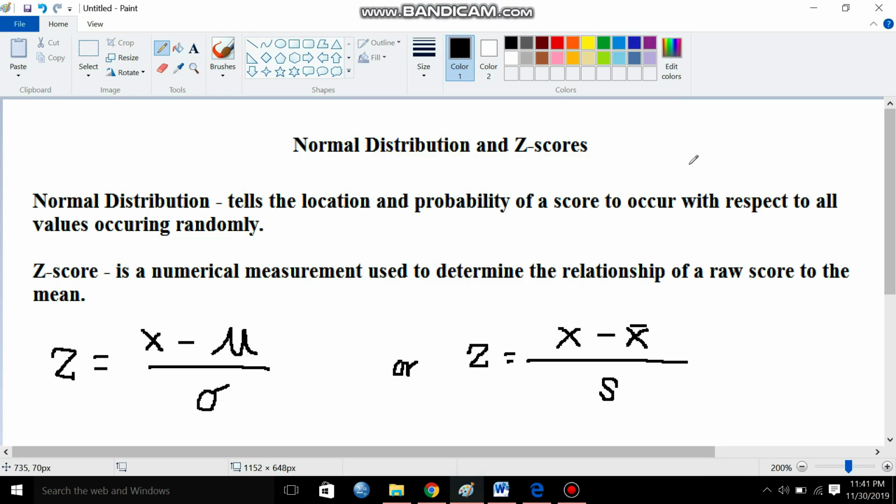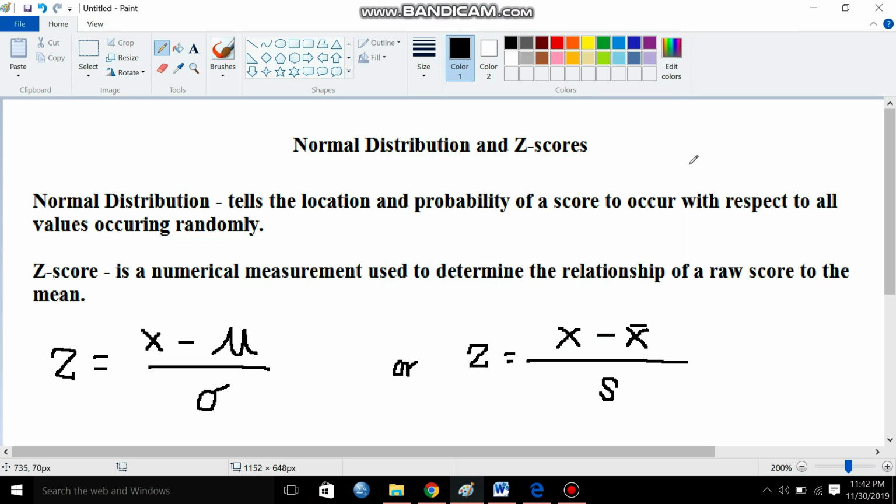Good day everyone. Today we'll be discussing the concept of normal distribution and z-scores. When we say normal distribution, it is a distribution or a graph that tells the location and the probability of a score to occur with respect to all the values occurring randomly.